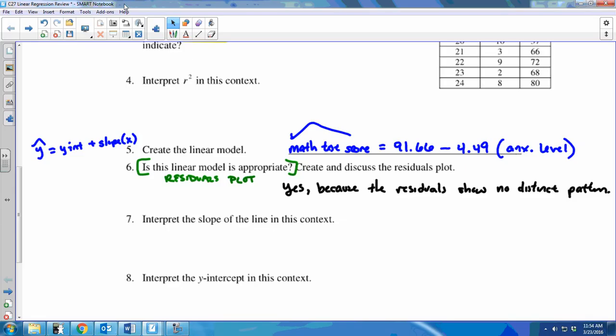Number 7 says interpret the slope of the line in this context, and number 8 says interpret the y-intercept in context. So we're going to have to actually write it all out. Here's how you remember it. It's not hard to remember. It's like a sentence you have to memorize if you know what slope is. Slope has always been, in algebra forever and ever, rise over run. So it's the change in y over the change in x, right? It has always been that since we learned about slope. So if we're talking about interpreting the slope in this context, we're always talking about for a change in x of 1.